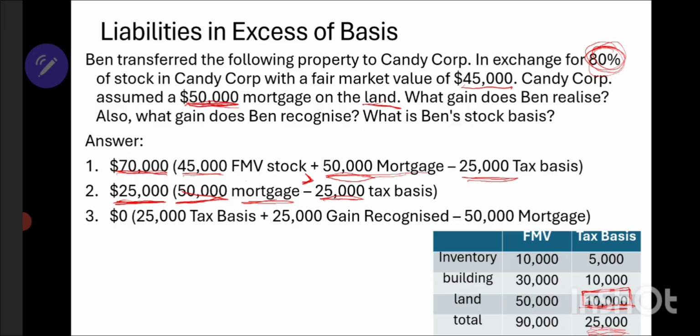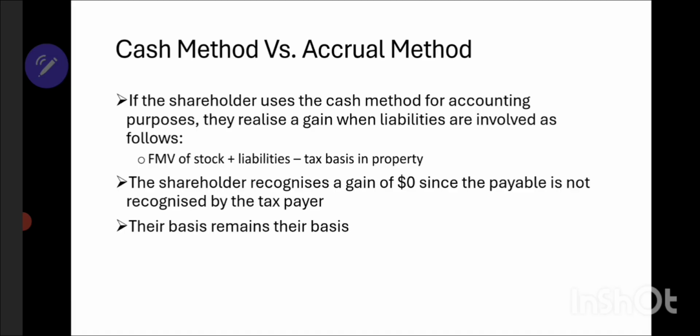Equals $0 tax basis. Cash method versus accrual method basically just says that cash method taxpayers don't recognize accounts payable. So if the shareholder uses the cash method for accounting purposes, we realize a gain when liabilities are involved. Remember, realize is not recognize. So we will not record liabilities as of that moment. We calculate that though through fair market value of the stock plus the liabilities minus our tax basis in the property. The shareholder recognizes a gain of $0 since the payable is not recognized by the taxpayer.